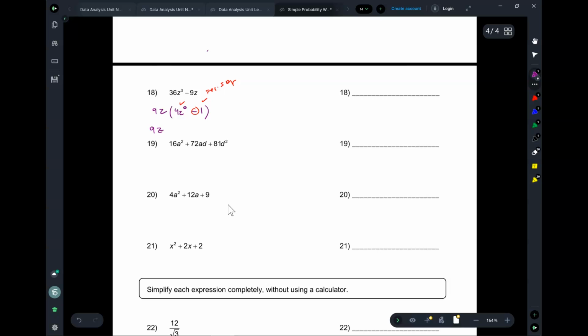So I get 9z. Now you open up two parentheses. Take the square root of the first one, 2z, 2z. Take the square root of the last one, 1, 1. And now, one gets a plus, one gets a minus. It doesn't matter which one. Okay? All right.